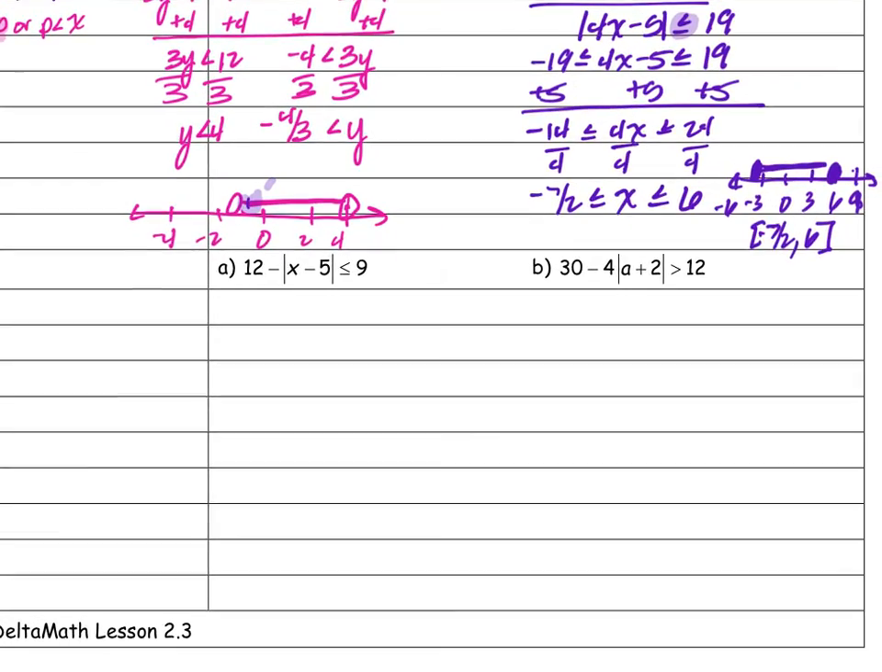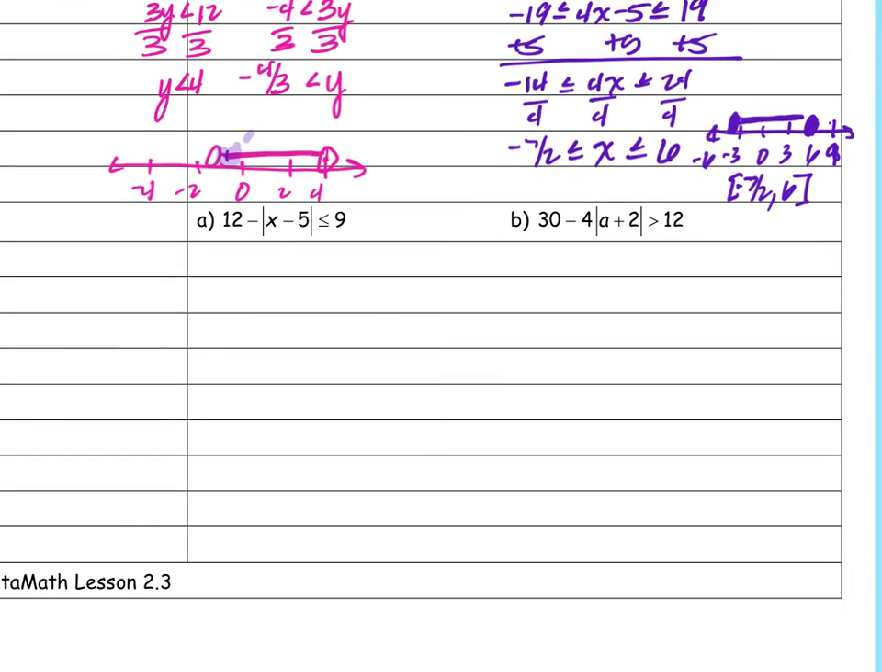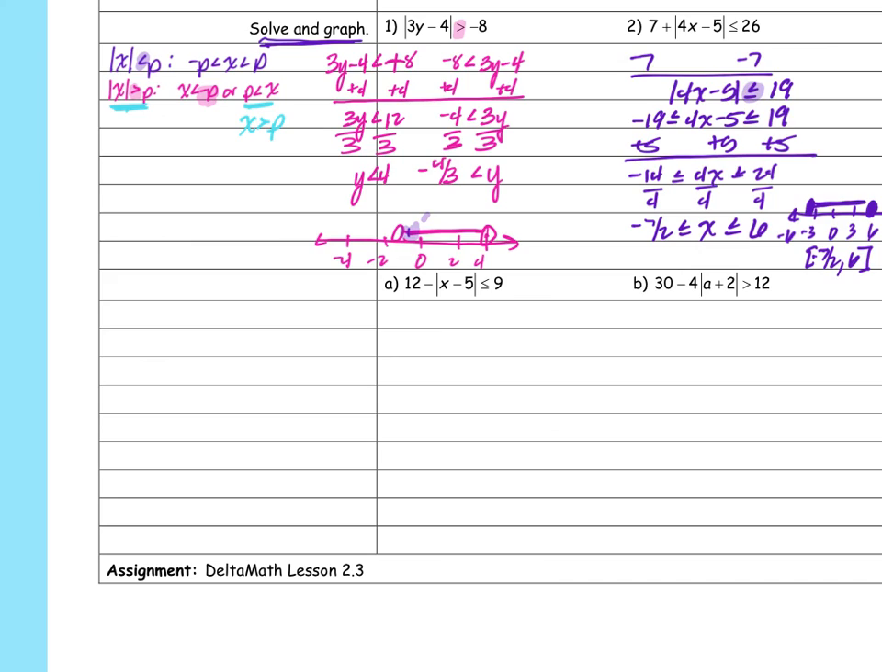Okay, so go ahead and do these. Okay, guys, so let's go ahead and do these, I guess. So I'm going to subtract 12. And then I get negative absolute value of x minus 5 is less than or equal to negative 3. And because it's a negative, I have to divide by that negative 1, right? So I'm going to divide by negative 1.